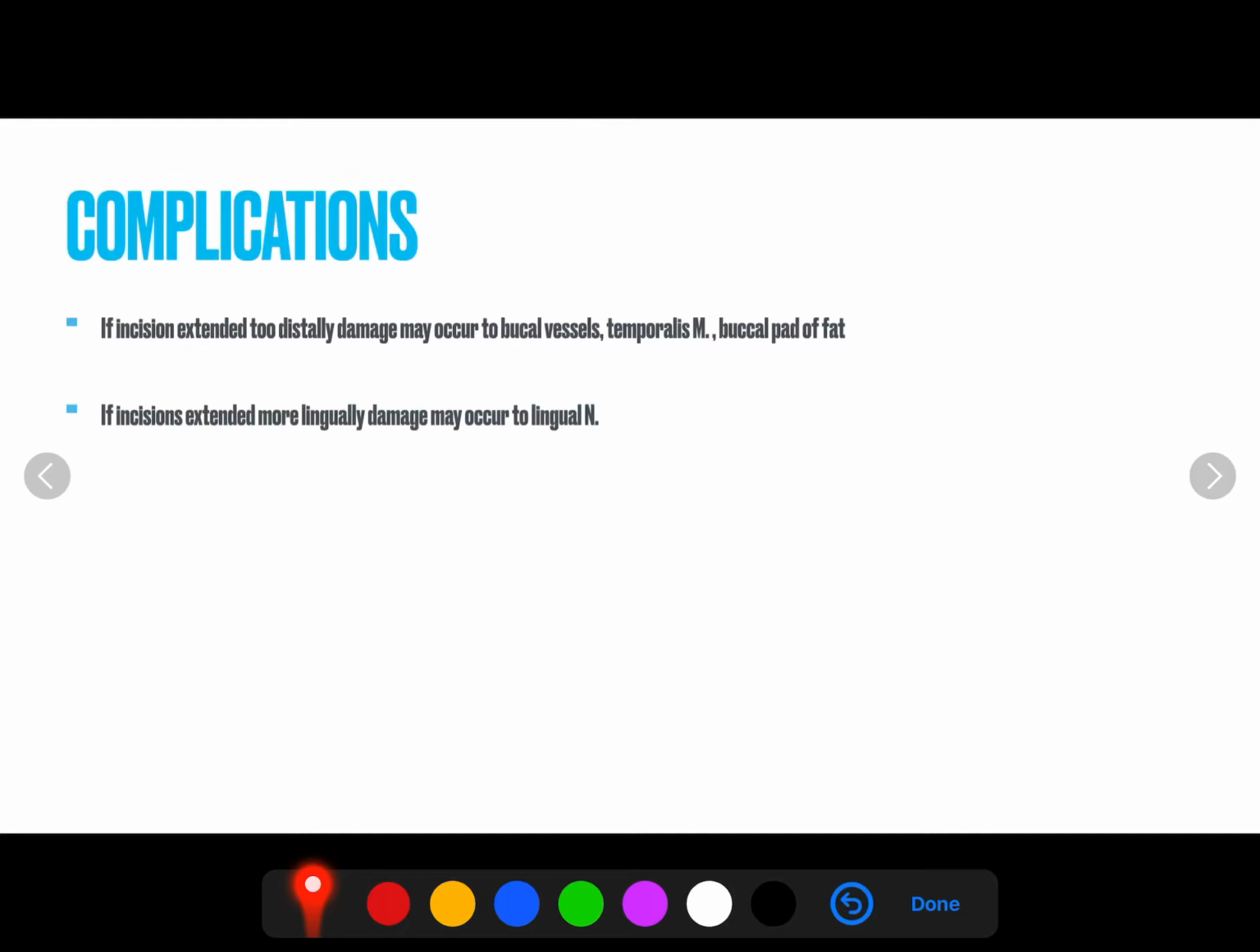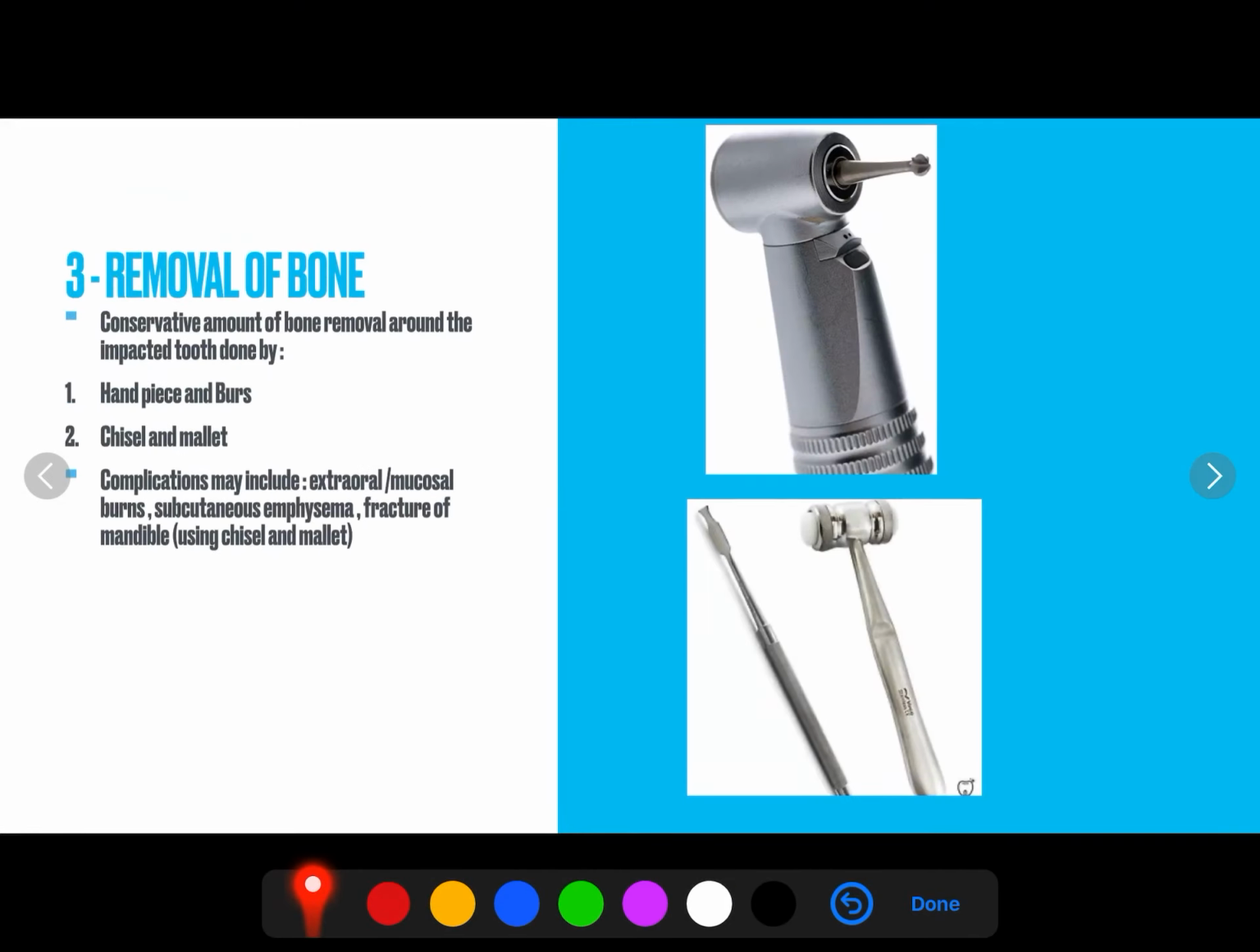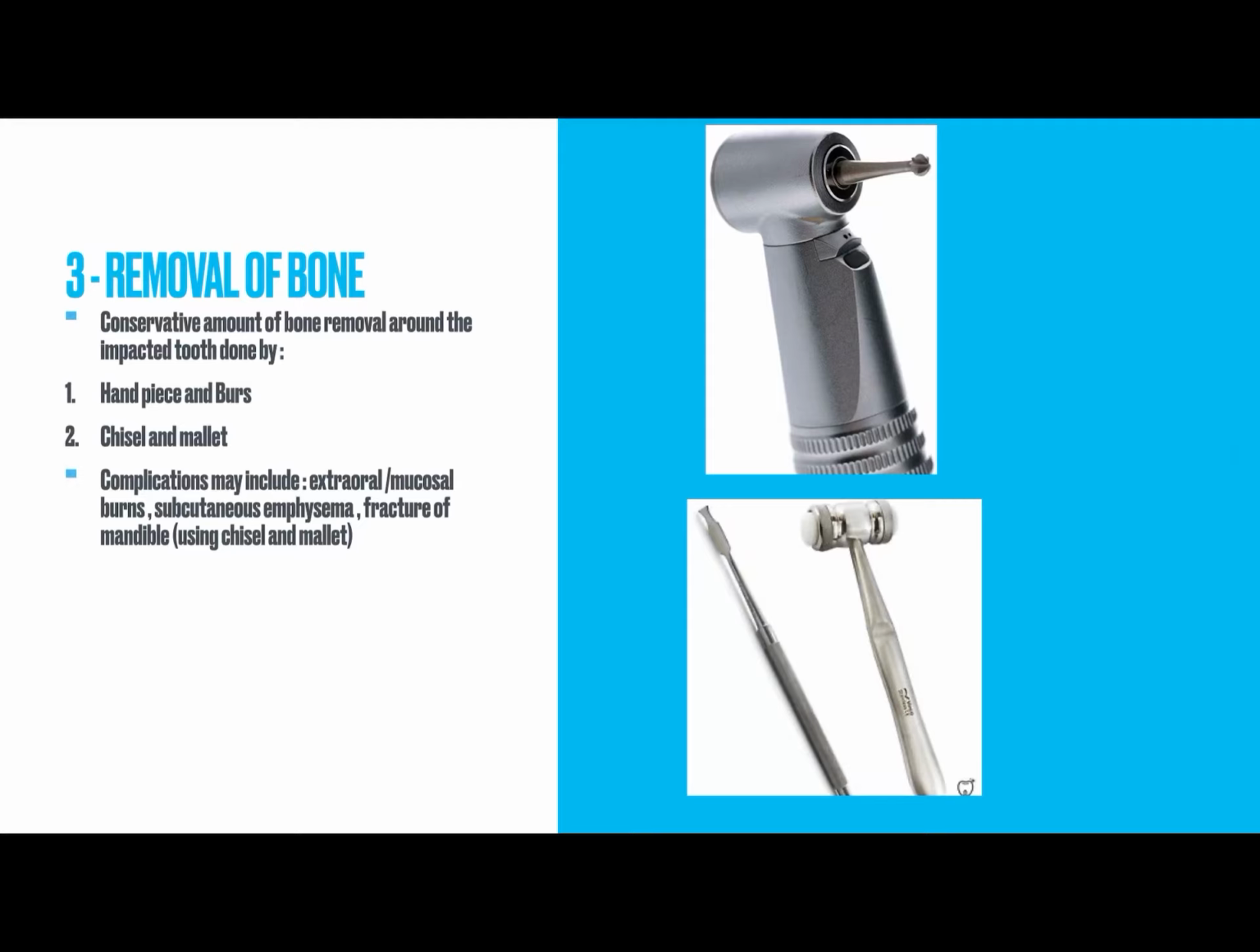A complication may arise if we extend too distally, which may lead to damage of the buccal vessels, the temporalis muscle, and the buccal pad of fat. And if the incision extends more lingually, it may damage the lingual nerve. After that, we have bone removal.